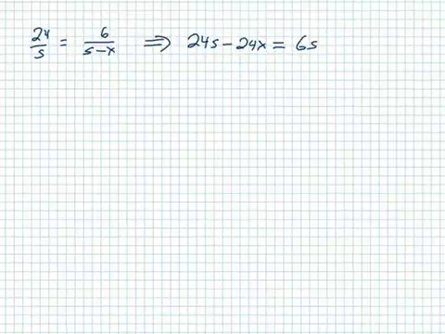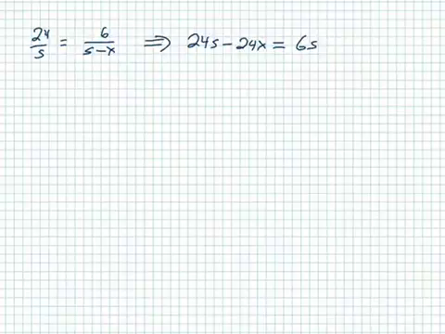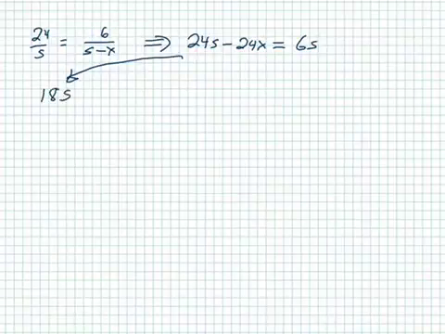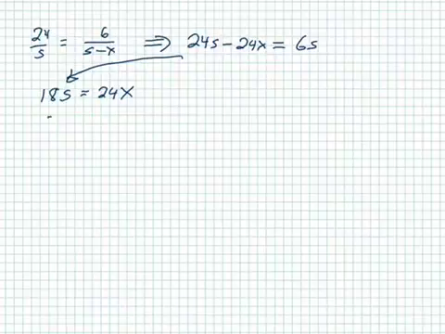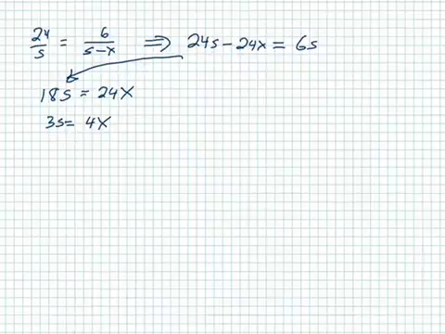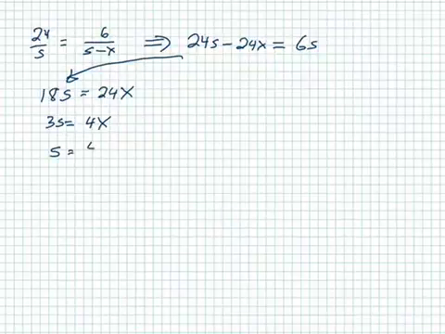Now I'm going to combine like terms. I subtract 6s from both sides, and I get 18s is equal to 24x. I divide both sides by 6, and I get 3s is equal to 4x. What I'm looking to find is ds/dt, but first I'm going to divide both sides by 3, so I'm just solving for s. So s is equal to 4/3 x.